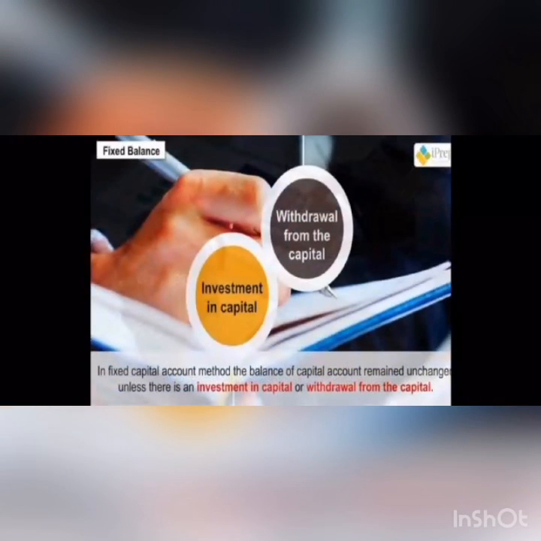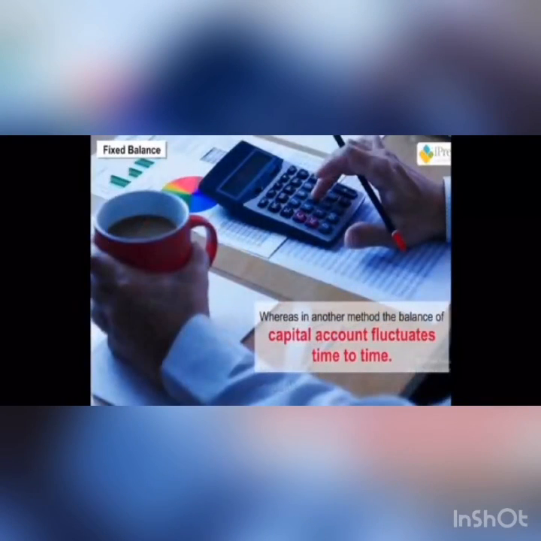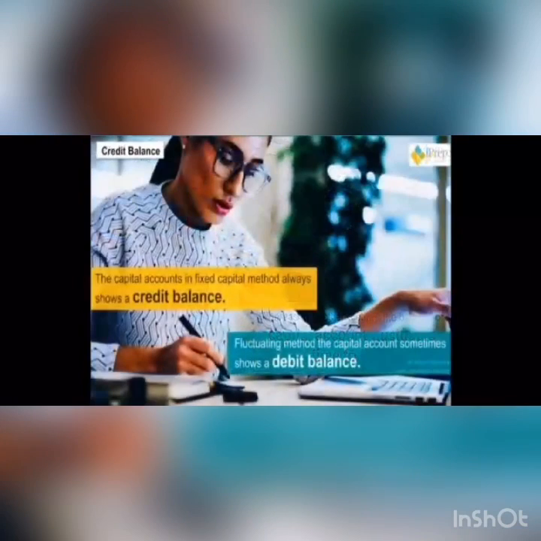Fixed balance: in the fixed capital method, the balance of the capital account remains unchanged unless there is an investment in capital or withdrawal from the capital, whereas in the other method, the balance of the capital account fluctuates from time to time. The capital account in the fixed capital method always shows a credit balance. In the fluctuating method, the capital account sometimes shows a debit balance.